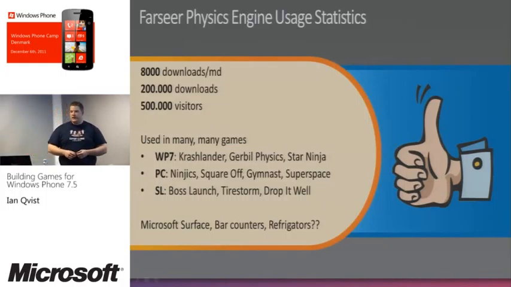Now we have seen this physics engine used in many games. Some of them really interesting, some of them really well known. You might know Crashlander, for example. It's developed by Jeff Weber. He's the original creator of the Farseer physics engine until I took over the project. We have Gerbil Physics, we have Star Ninja, and these are all runnable on the Windows Phone 7. We have games on PC, Ninjas, for example, Square Off, Gymnast, Superspace, and Superspace 2.